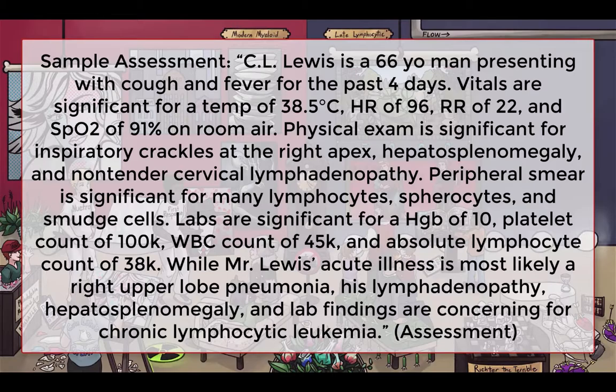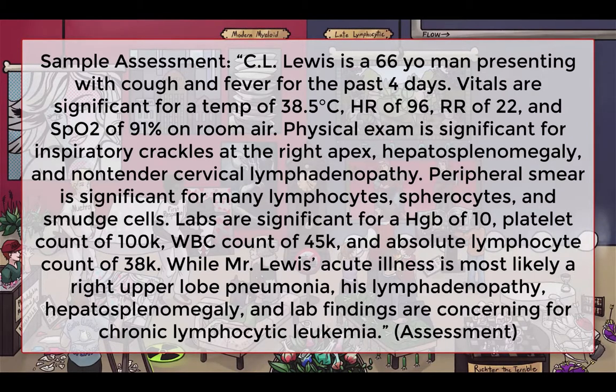Physical exam is significant for inspiratory crackles at the right apex, hepatosplenomegaly, and non-tender cervical lymphadenopathy. Peripheral smear is significant for many lymphocytes, spherocytes, and smudge cells. Labs are significant for a hemoglobin of 10, platelet count of 100, white count of 45, and an absolute lymphocyte count of 38,000. While Mr. Lewis's acute illness is most likely a right upper lobe pneumonia, his lymphadenopathy, hepatosplenomegaly, and lab findings are concerning for chronic lymphocytic leukemia.